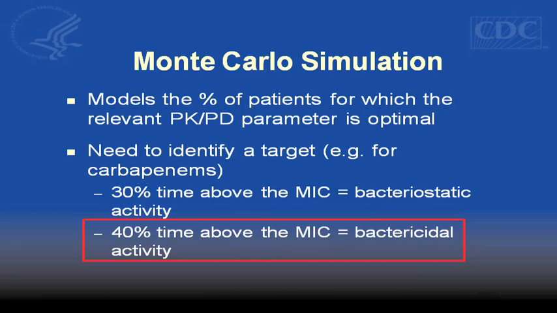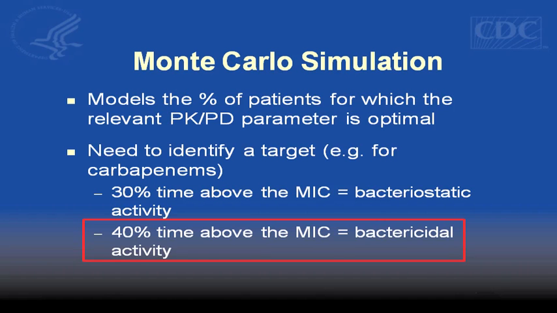And this parameter is analyzed in a simulation called a Monte Carlo simulation. So basically this is looking at a group of patients and asking what percentage of those patients achieve the relevant PK/PD parameter, in this case, percent time above the MIC.